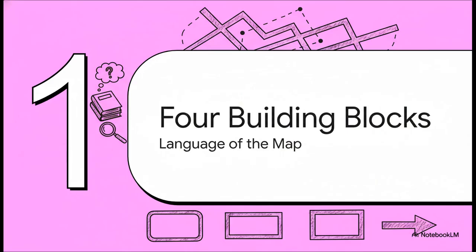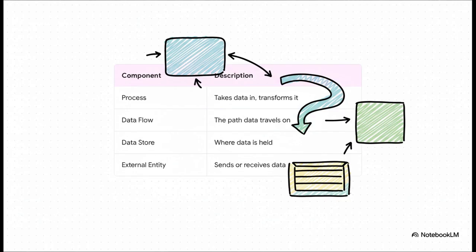All right, so if we're going to read this map, we need to learn its language. And the good news is, it's super simple. There are really just four main symbols you need to know. Let's break them down. Okay, here are our four building blocks.